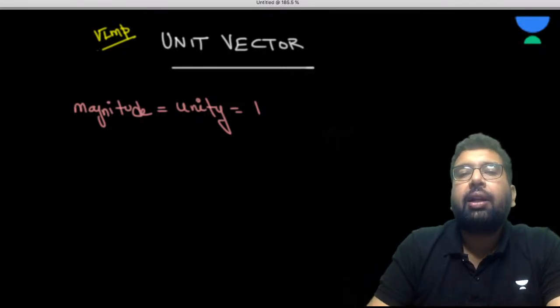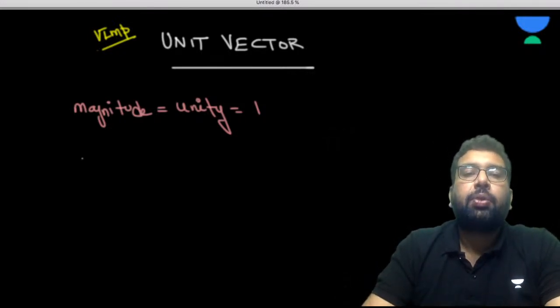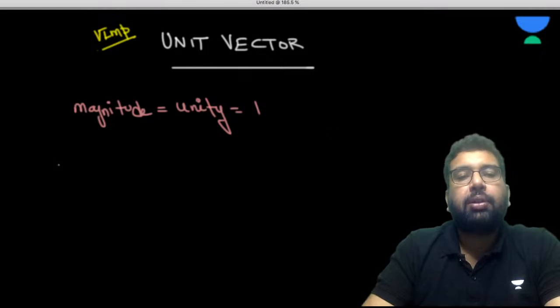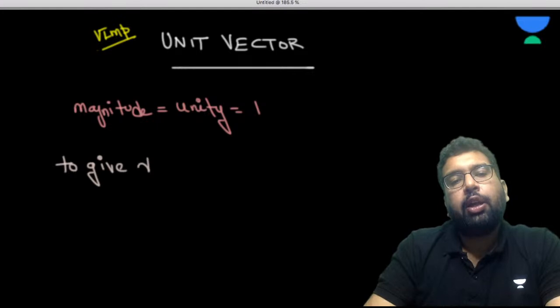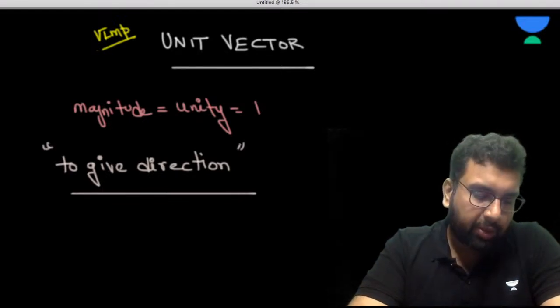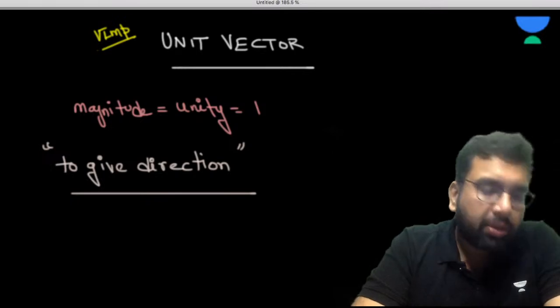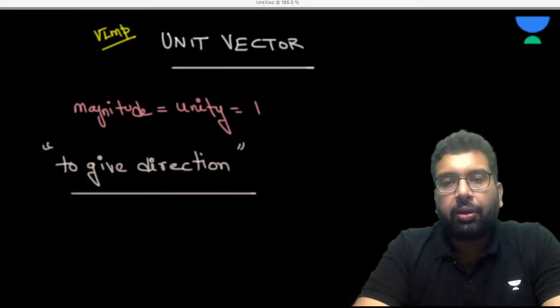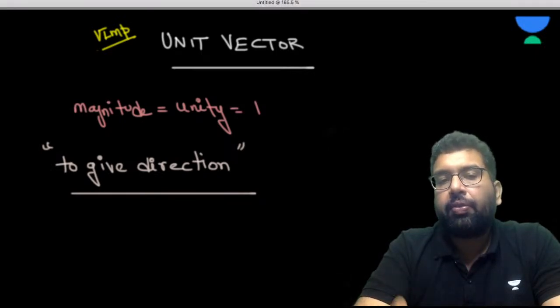The unit vector has a purpose, to give direction. In physics this unit vector has only one role. What is that role, sir? The role of a unit vector in physics is to give the direction of any vector. Very important thing.